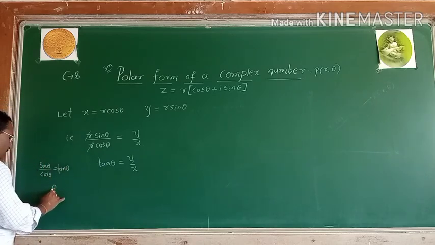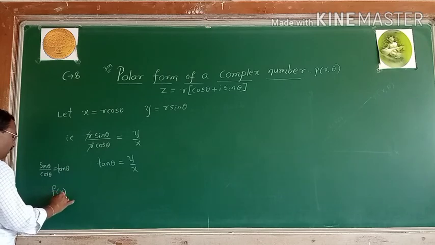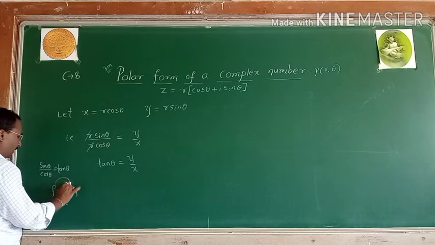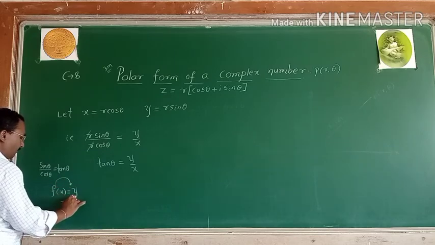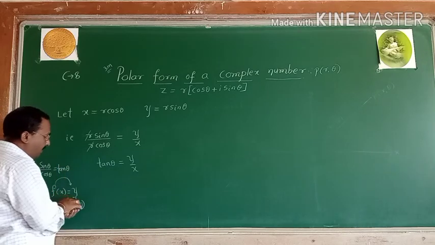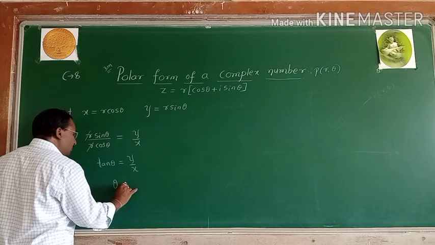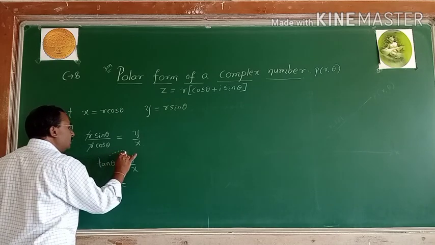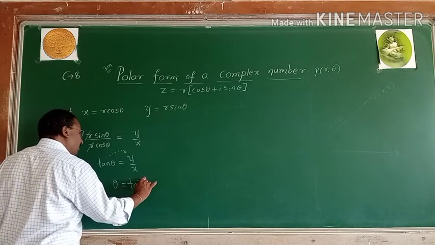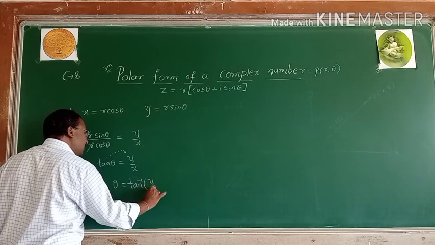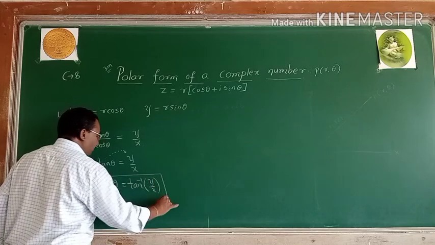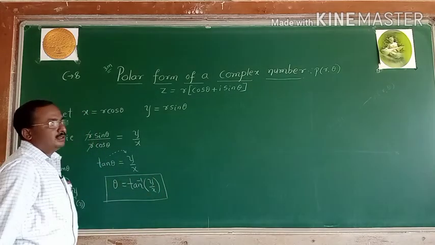Suppose one function is there, f of x is equal to y. Taking the function to the right side, f becomes f inverse of y. This can be written as theta is equal to, taking tan to the right side, tan becomes tan inverse of y by x.